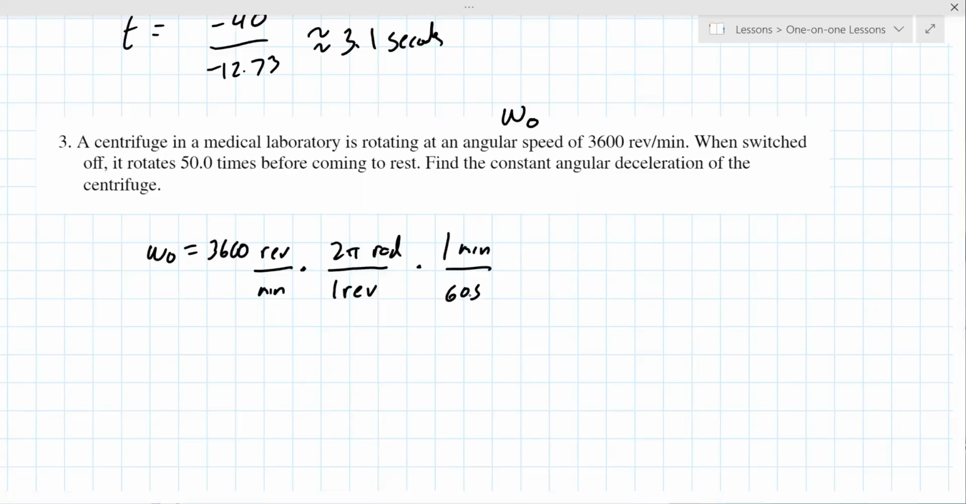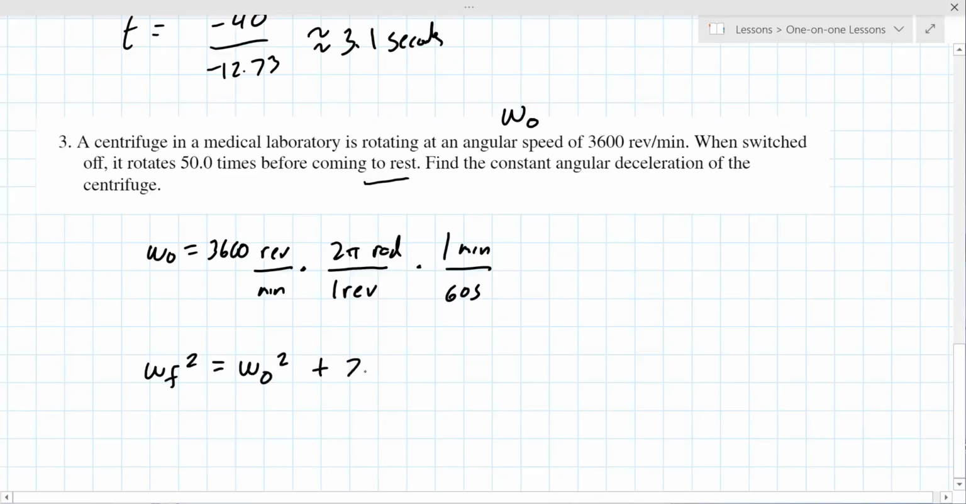Find the constant angular deceleration of the centrifuge. So it comes to rest. We don't know how long it takes. We don't have time, so we have to find an equation that does not have time in it. The one that's going to work here is omega final squared equals omega initial squared plus 2 alpha theta. We're trying to find alpha, so we better have the others.